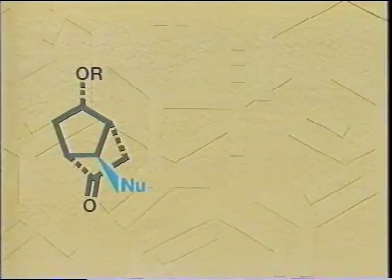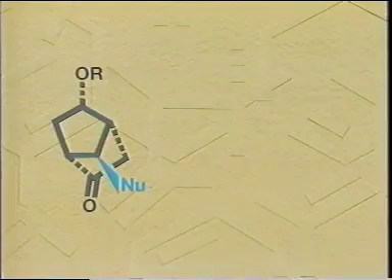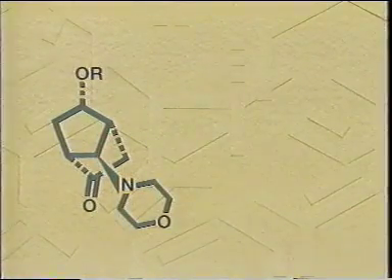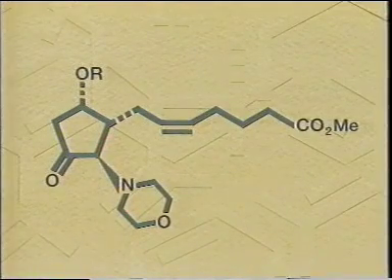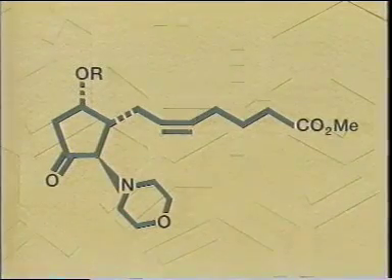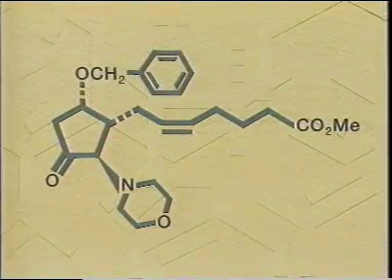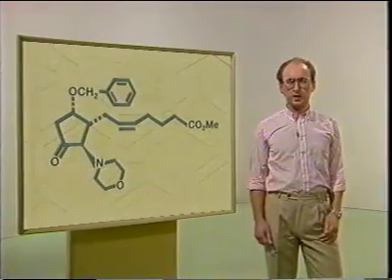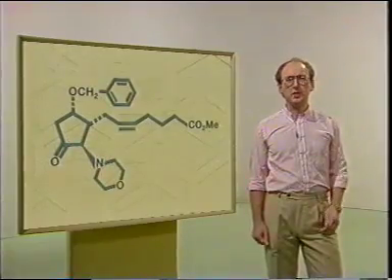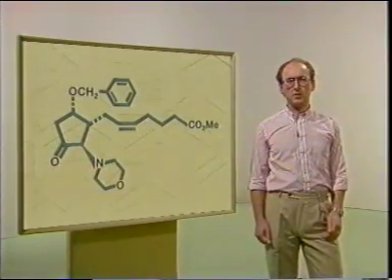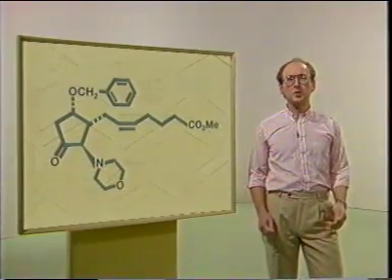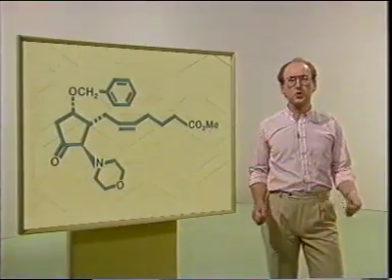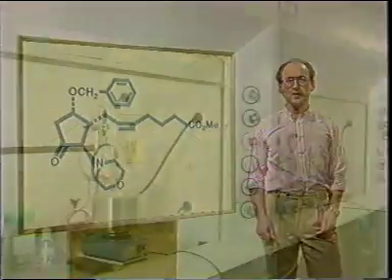Exactly the same intermediate is used to create the target molecule. Here the nucleophile is morpholine, and again, elaboration of the carbonyl leads to the side chain. If R is benzyl, the result is the candidate drug. The details of these reactions are given in the broadcast notes, but the main point is that by carefully choosing your nucleophile and elaboration of the carbonyl, you can make a wide range of prostaglandins and their analogues, a truly flexible synthesis.